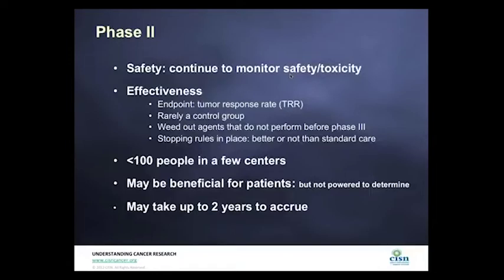It's very, very costly to do a phase 3 study. So they want to get rid of all the agents early on that aren't going to help people. And this is how they do it. They put it through a phase 2, and they see if there is a response rate. So if there isn't, it's gone. And there's stopping rules in place. They stop it really early, say, no, this isn't helping anybody.